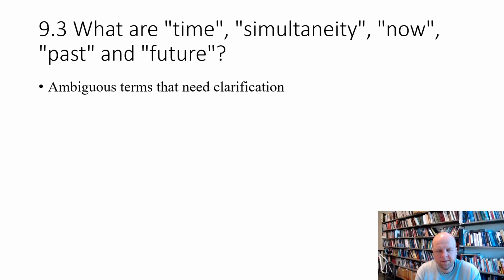Now I'm going to define some central concepts in the philosophy of time, namely time, simultaneity, now, past, and future. These are ambiguous terms that people often use without specifying what they mean, and that can lead to some confusion. But I'm going to now say what I mean with these terms, and then you'll see that that's useful later. Because later we'll be discussing arguments for and against different understandings, but now I need first to clarify what I mean by the terms.